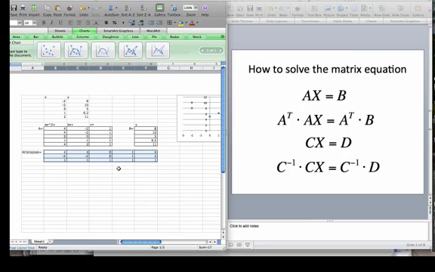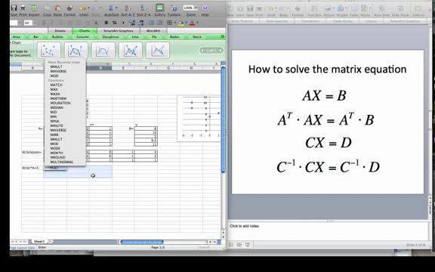What do I need to do with A transpose? Let's multiply it on both sides of the equation. So I need to multiply A transpose times A and A transpose times B. A transpose times A, we said we would call C. And when I multiply a 3 by 5 matrix times a 5 by 3 matrix, the result will be what size? Yes, it will be 3 by 3, which is a square matrix.